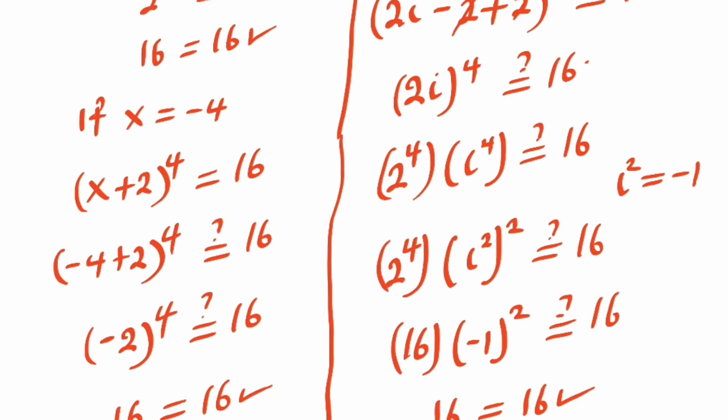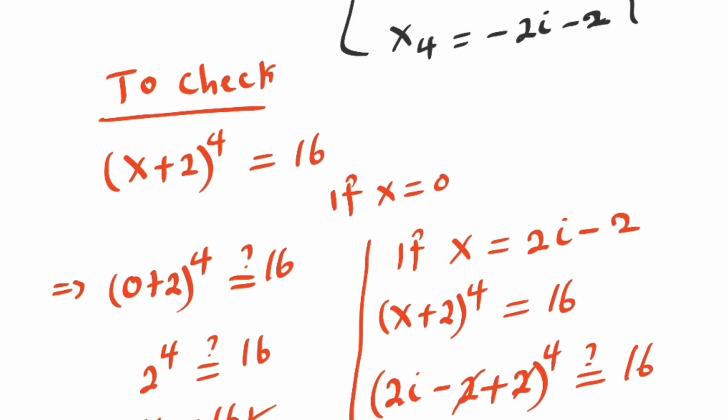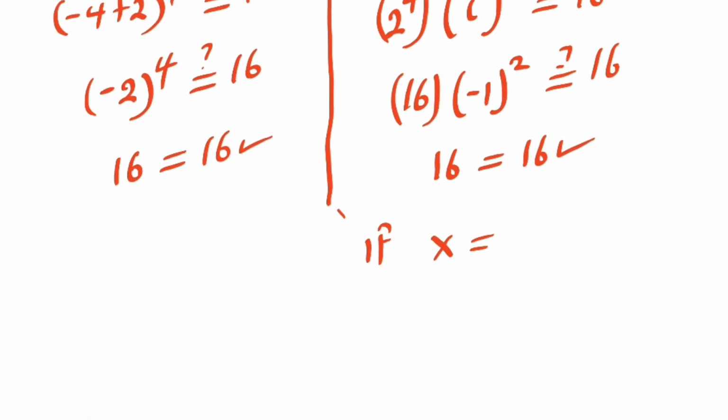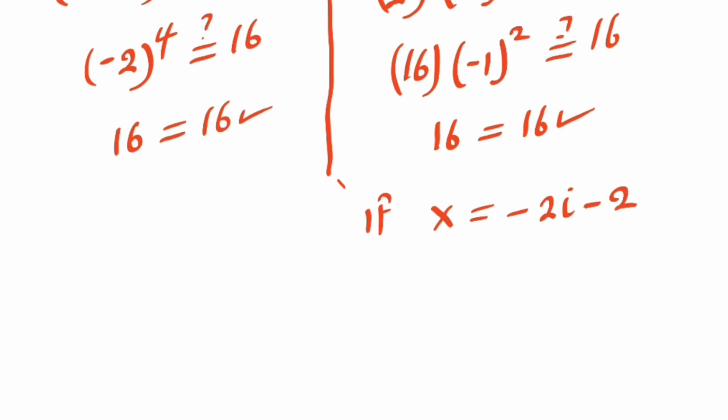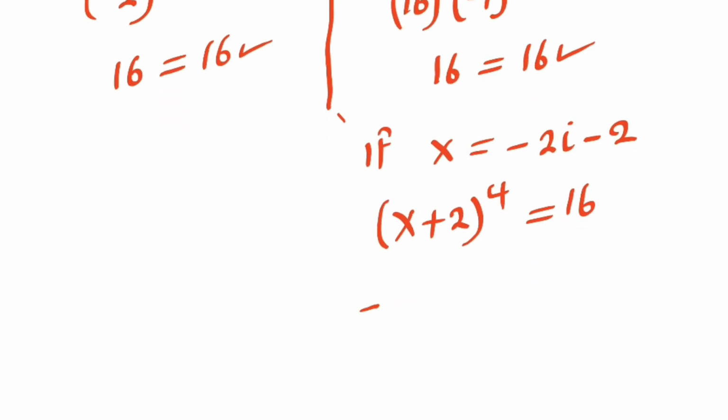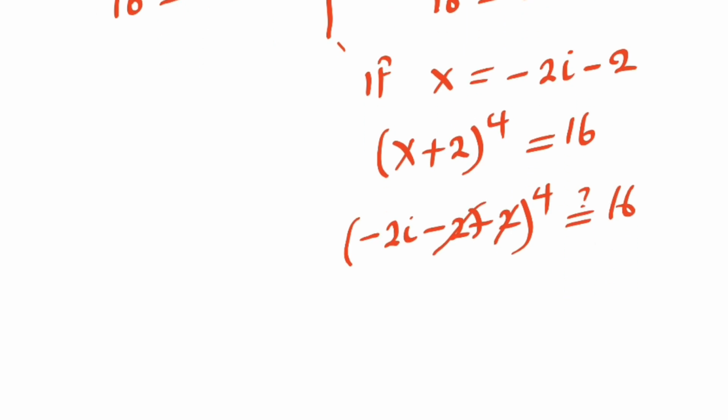x is equal to minus 2i minus 2. (x + 2)^4 is equal to 16. Negative 2i negative 2 plus 2 all raised to power 4 must be equal to 16. This cancels this. Negative 2i raised to power 4 must be equal to 16.